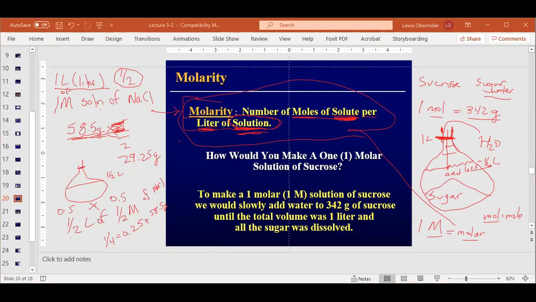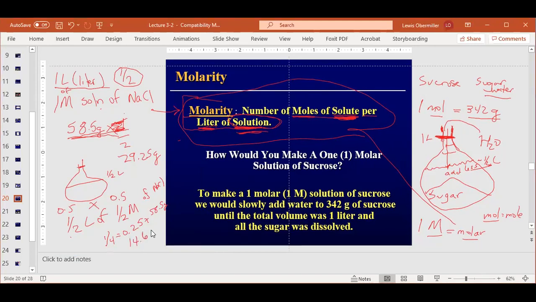58.5 times 0.25, and we would weigh out 14.65 grams, and then add that to our half liter. Does that make sense? So you can manipulate these numbers depending on the amount that you need to make and the molarity of that solution. And on the test, there'll be things like this.